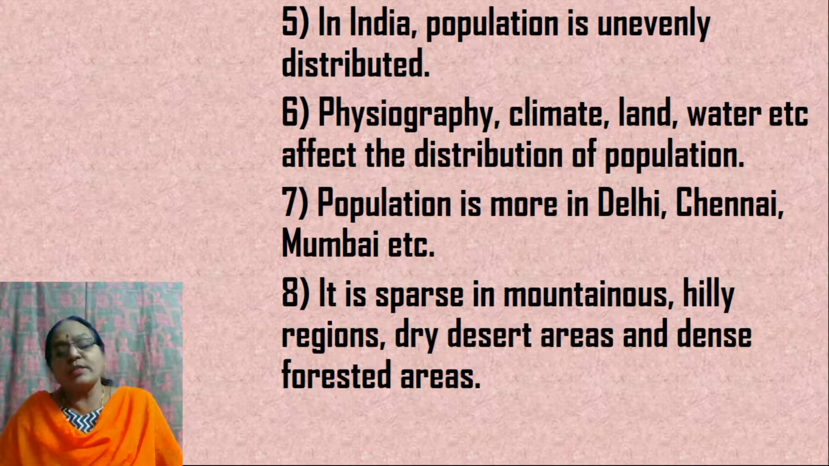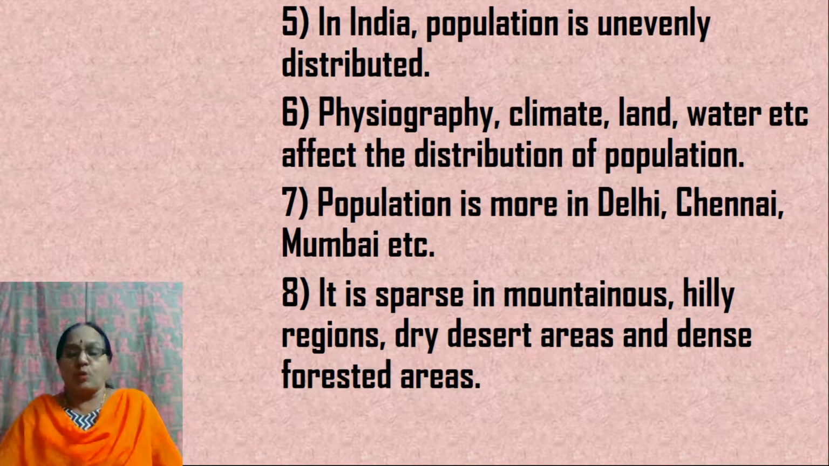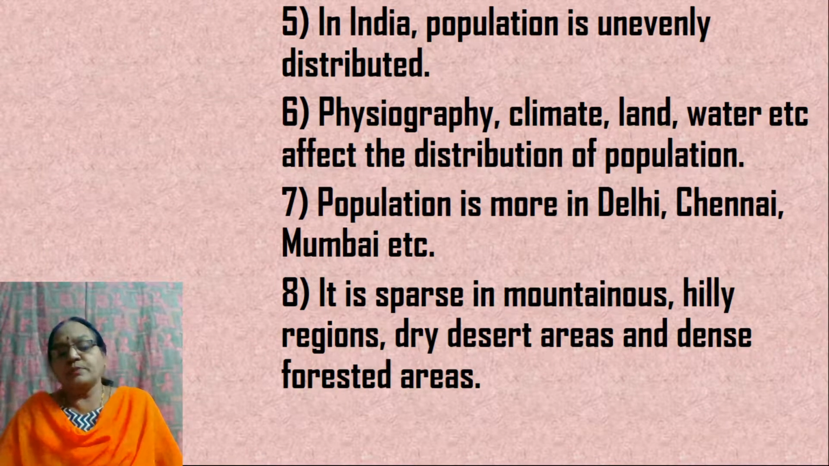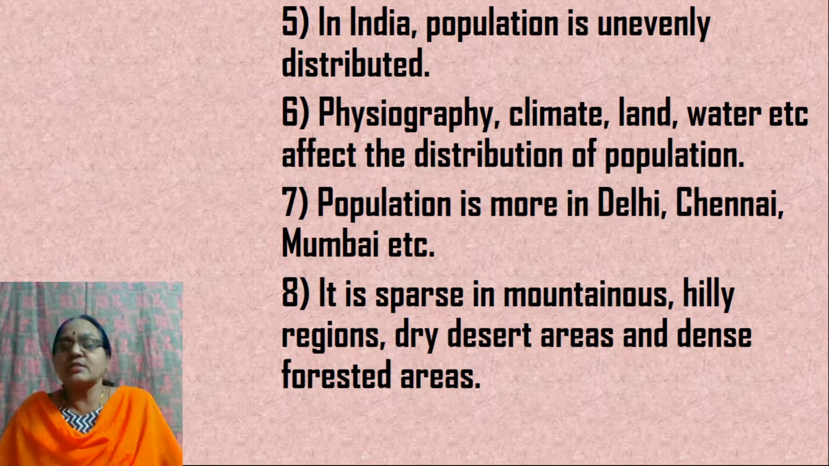Now, if you take the metropolitan cities in India, for example Delhi, Mumbai, Chennai, Kolkata, etc., we find population is more. This is because of factors like the climate being very equable. In Chennai and Mumbai, for example, the climate is equable. Or we find infrastructural facilities are very good, there's availability of water, etc. So these factors play a very important role in the distribution of population.